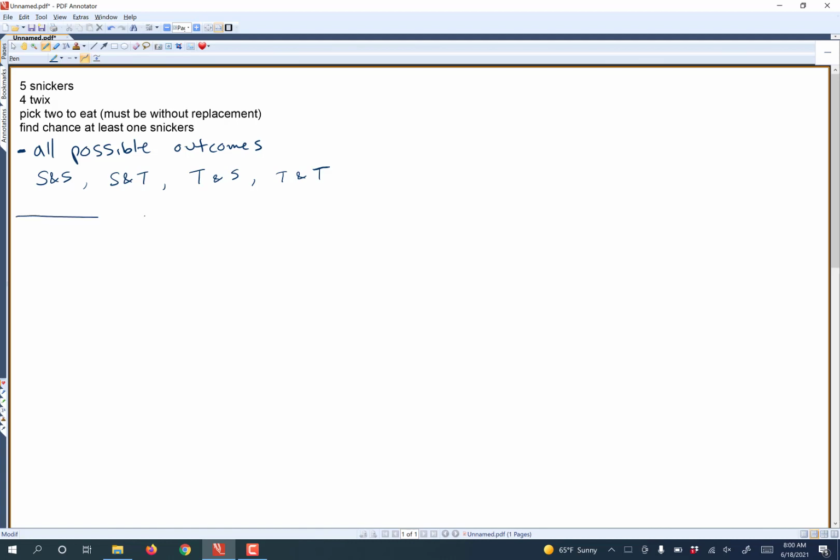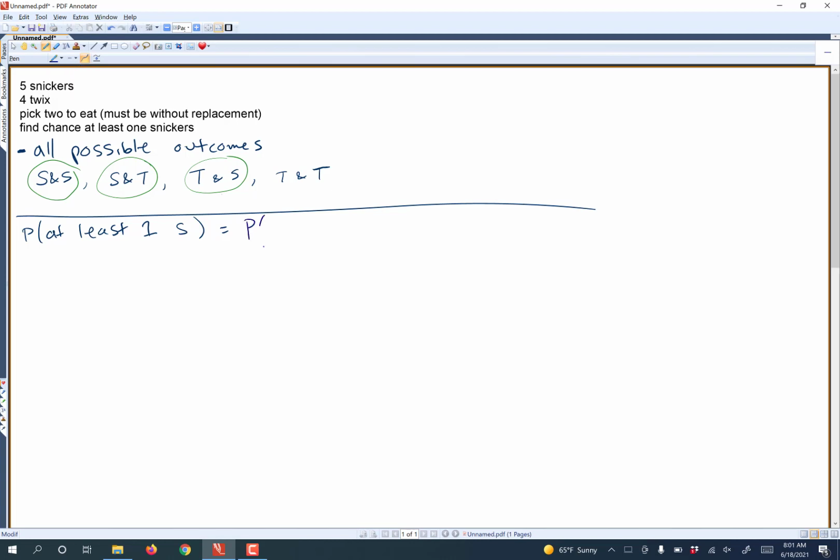Okay, so now let's find the probability of at least 1 Snickers. So you would think about, okay, what are the possible outcomes up here that have at least 1 Snickers in them? So I could get Snickers and Snickers. I could get Snickers and Twix, or I could get Twix and Snickers. Any of those would work. So if you have a situation where any would work, you're going to want to find each of those individual probabilities and then add them up.